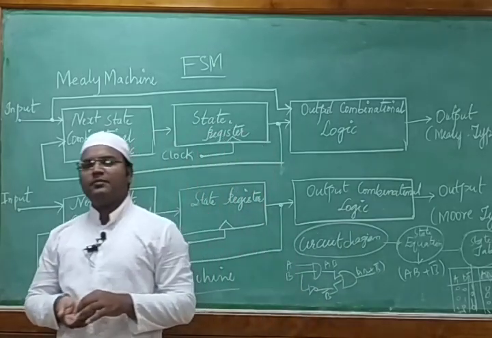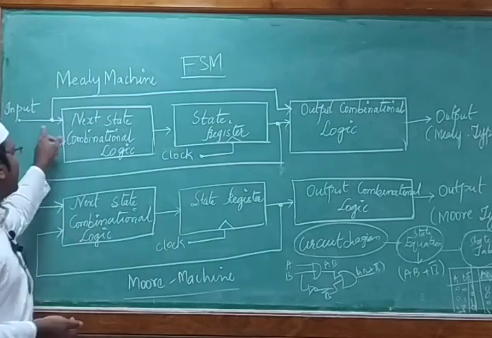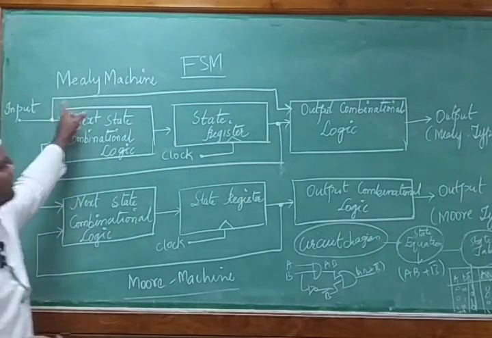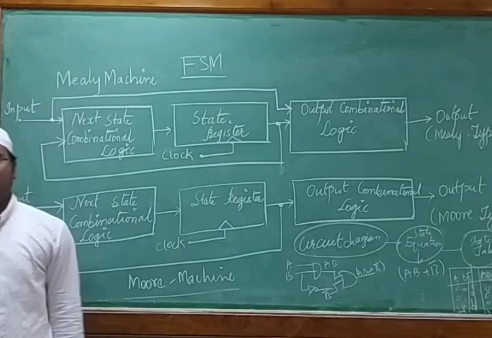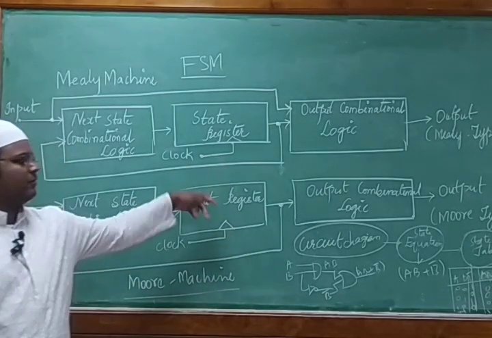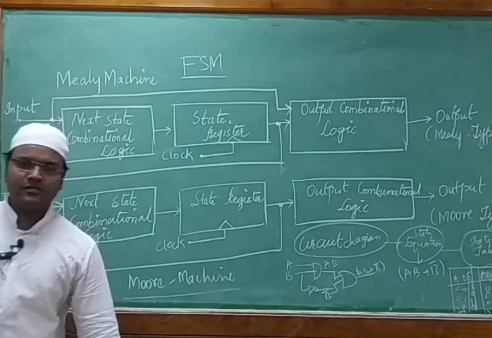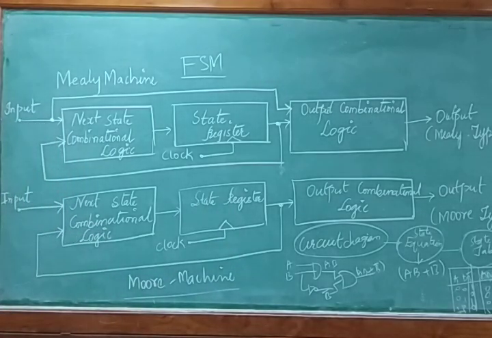And the output is what? Mealy type. So in the Mealy type, the output depends upon the present state as well as the inputs. That's why the input is passing directly to the next state as well as to the output combination logic circuitry. Whereas in Moore machines, we directly give input, and again this feedback is common in both. So whatever clock pulse we are giving to the state registers, which is a combination of flip-flops, from them we are going to get the output. So this is the way your Mealy machine and Moore machine are going to be designed.